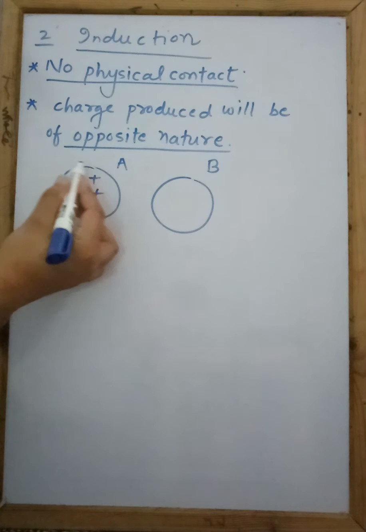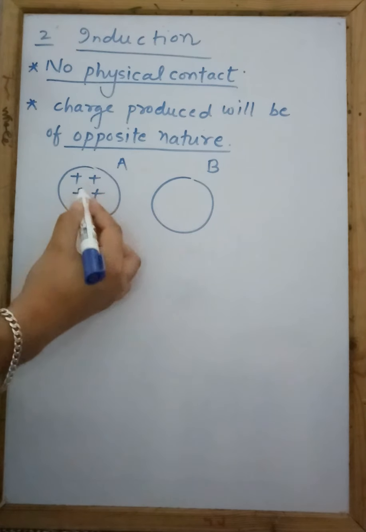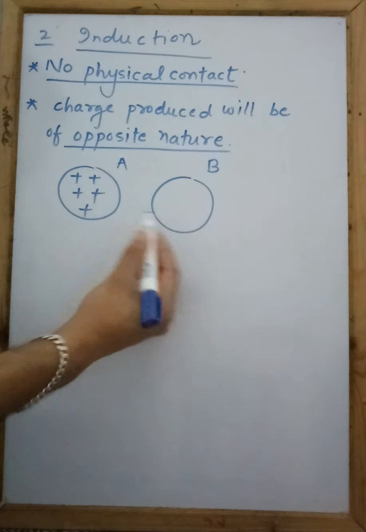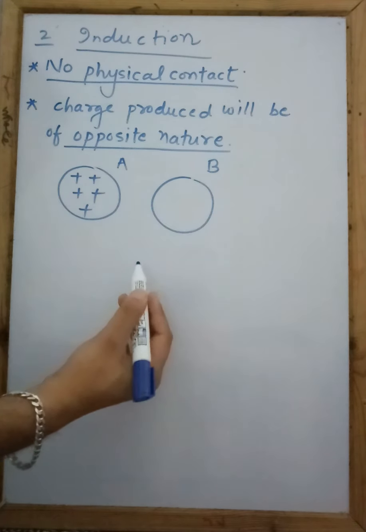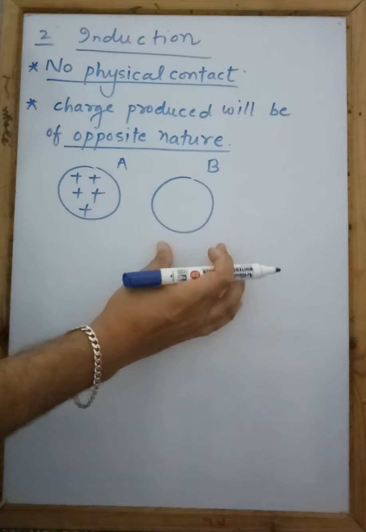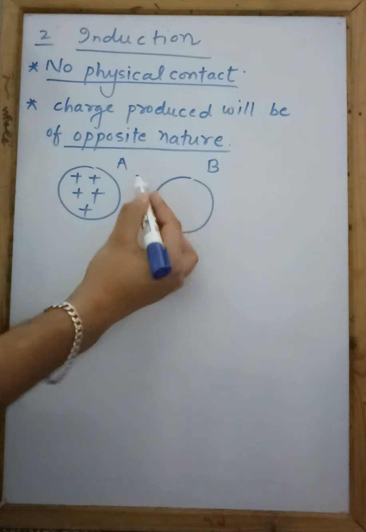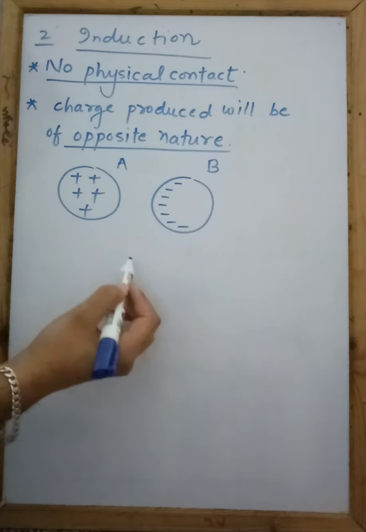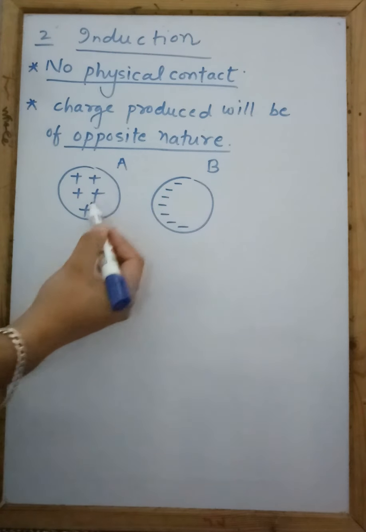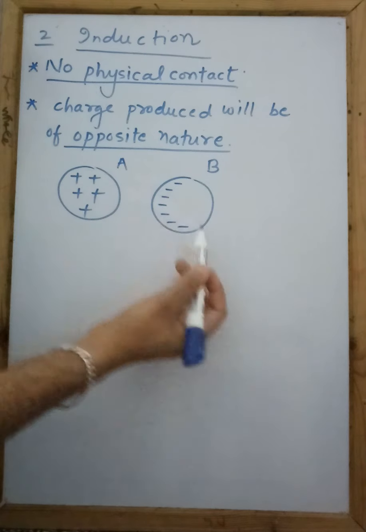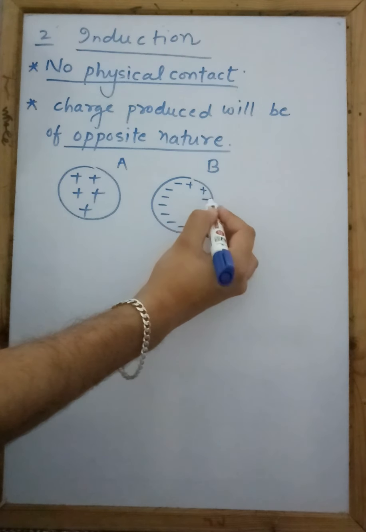Now when a positively charged body is brought closer to a neutral body, there is no touch over here, it is just brought closer to a neutral body. So the negative charge present in B gets attracted towards the positive charge of A, and the positive charge of B is repelled by the positive charge of A.